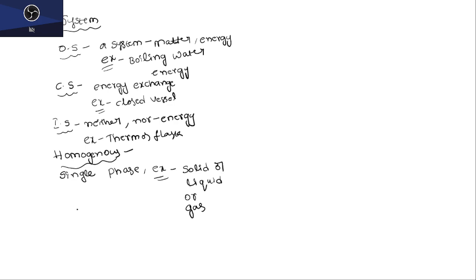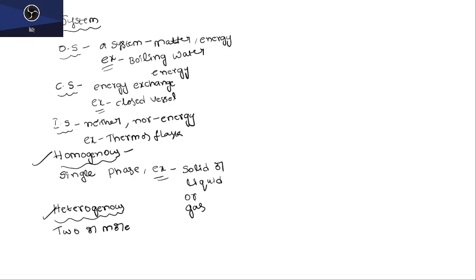Now, what do you mean by a heterogeneous system? You know very well about homogeneous, but now we are learning about the heterogeneous system. How to define a heterogeneous system? It consists of two or more phases; we have to learn a comparative study between homogeneous and heterogeneous systems. It consists of two or more phases, hence it is called a heterogeneous mixture.